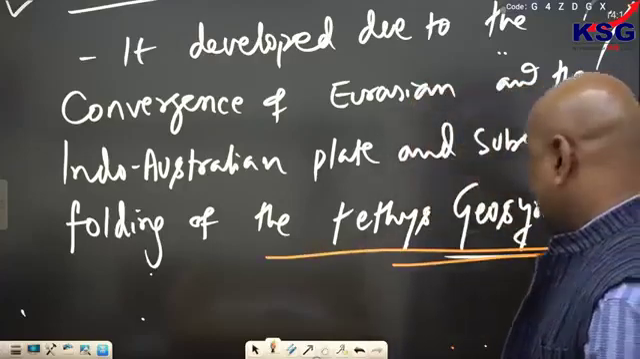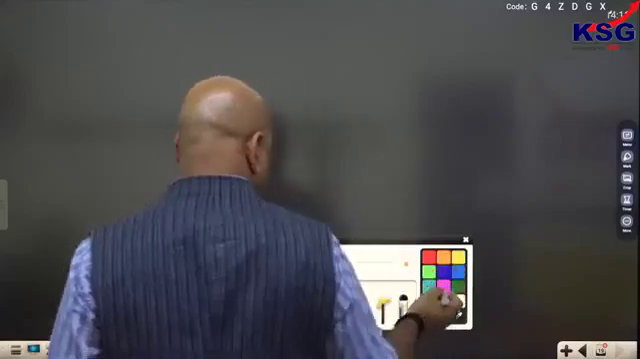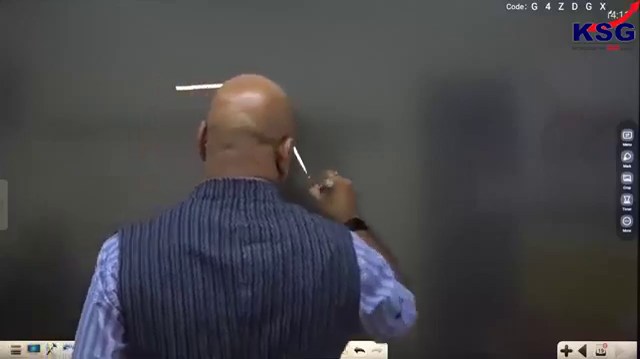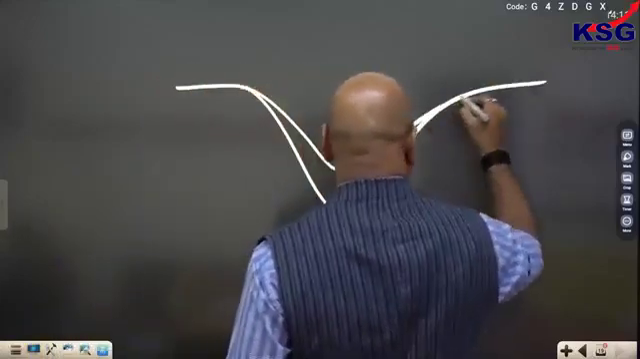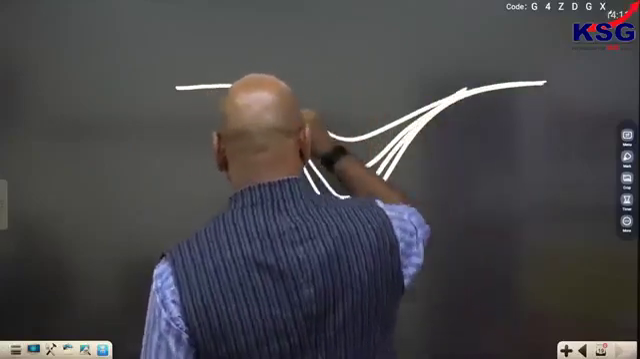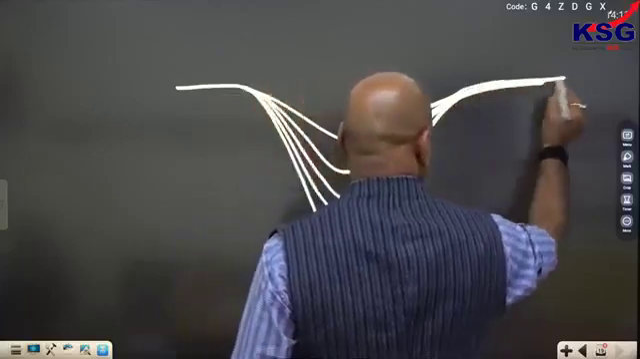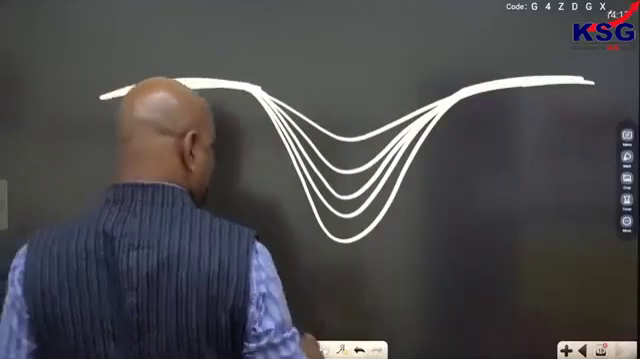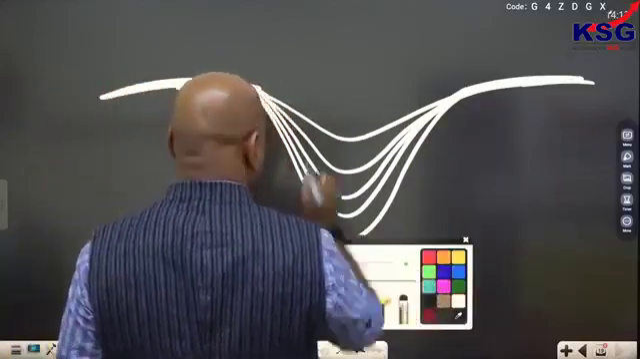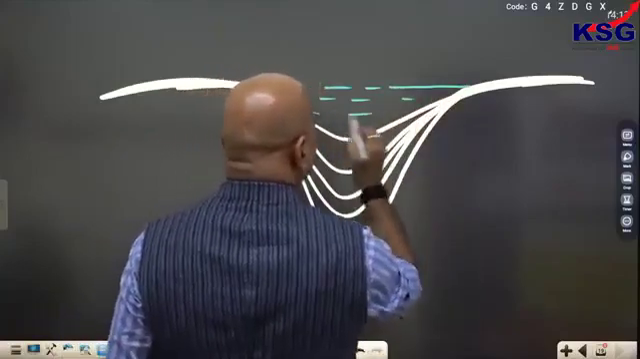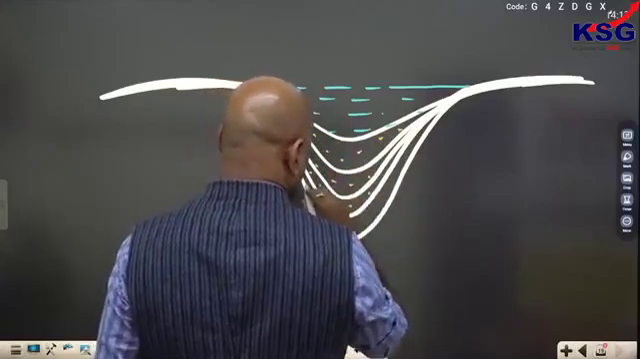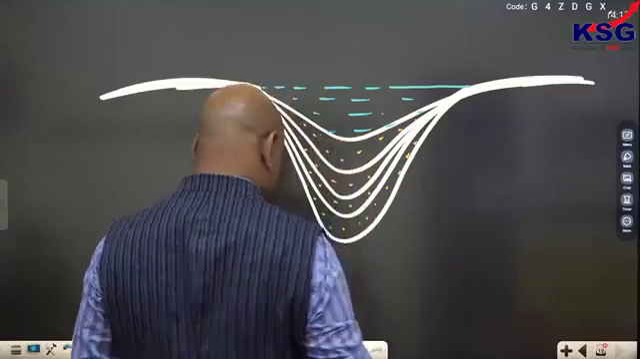Now what is a geosyncline? I have already discussed earlier, but still some of you may have some difficulty on this. So let me tell you what is a geosyncline. This is the level of water here.